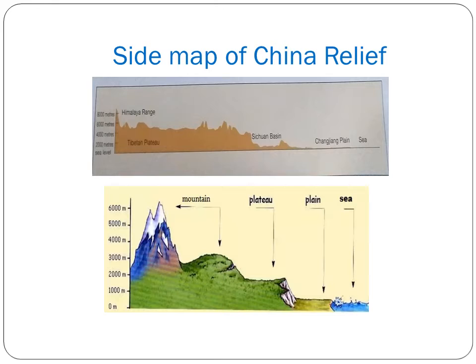And then there's the plateau. This plateau is similar to a plain but at a much greater height. And then you have mountains and then you have hills. So this is the side terrain of China. As you can see in the picture above, the sea, and then you have Changjiang Plain, then you have Sichuan Basin, Tibetan Plateau, the world's famous plateau, and then the highest Himalayan range is the mountain range in China, between China and India.